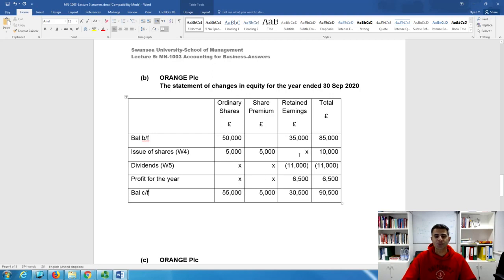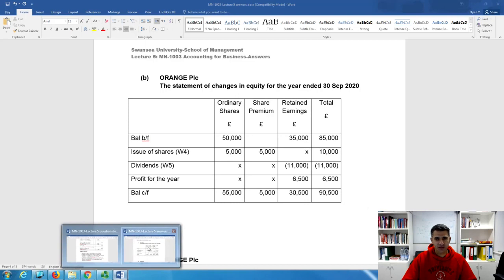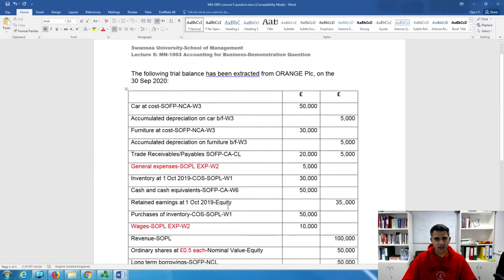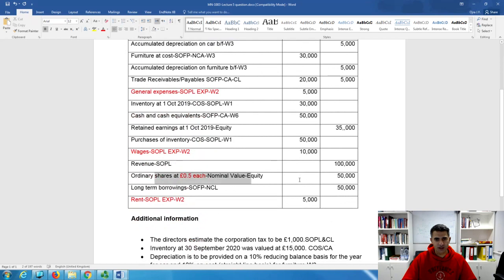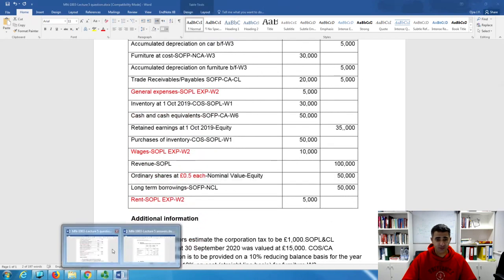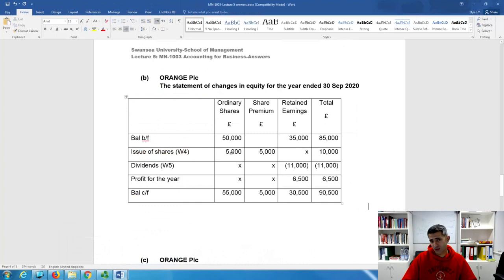So remember this. Now, when it comes to share capital, let's do share capital. The balance brought forward, which is the beginning of the year, here we go. Share capital at the beginning of the year equals 50,000 plus the new share capital, the one we calculated in W4, if you remember, the 5,000, so equals 55,000. Share premium, if you look at the trial balance, we don't have any share premium. Opening balance for share premium, nothing, zero.